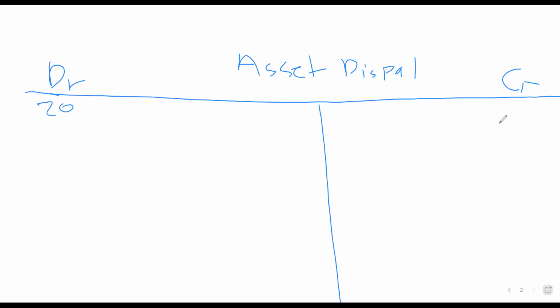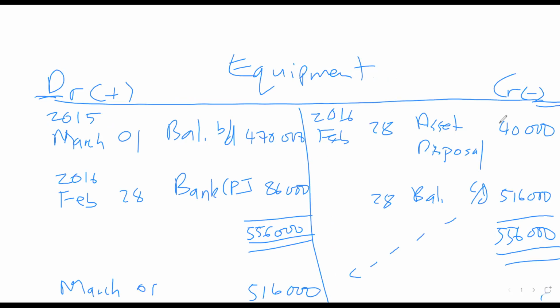The cost price of equipment, which is the 470. Oh, no. The 516. Are you sure? Which asset did we sell? What was the cost price of the asset that we sold, of the equipment that we sold? What was the cost price? You get it from here.